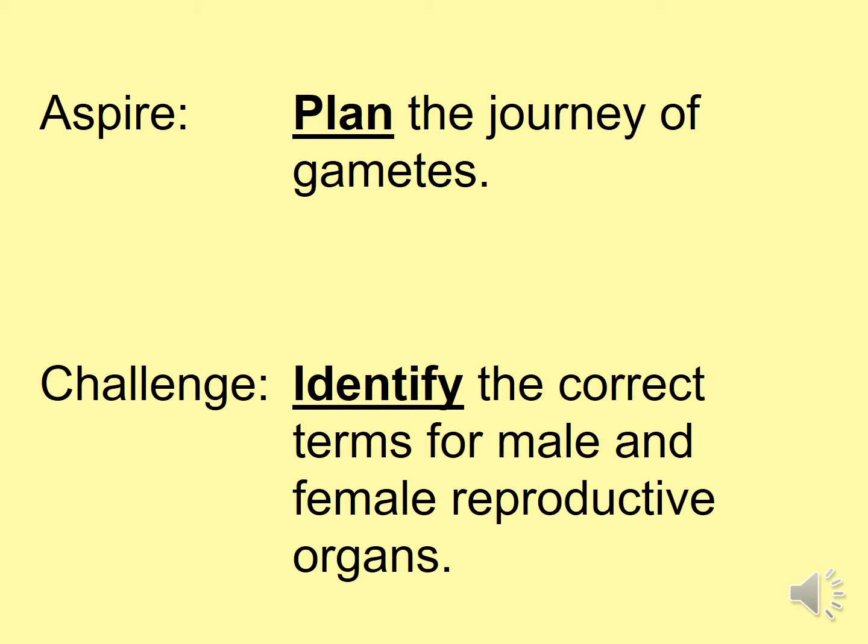Aspire, well, we're going to plan the journey of gametes. So our aim is to complete using something called gametes, the sex cells, sperm and egg, and we're going to talk about the journey that they would take to enable them to fertilize each other.